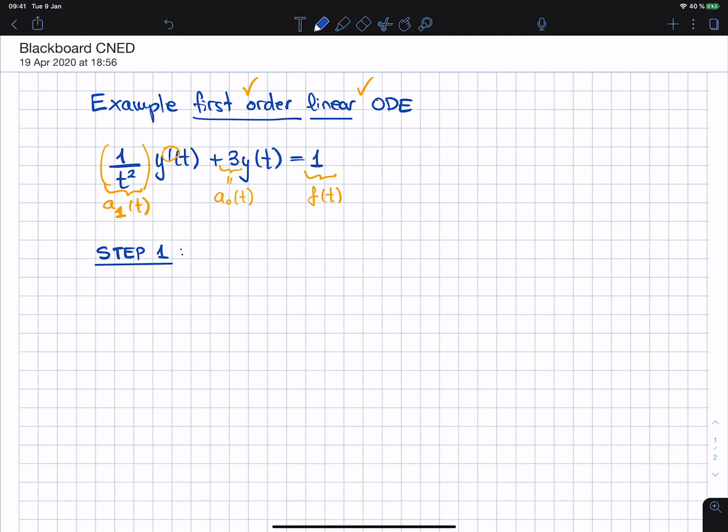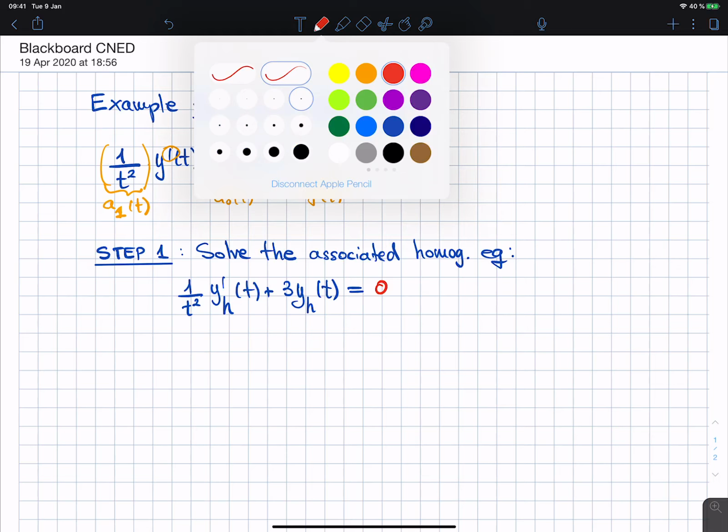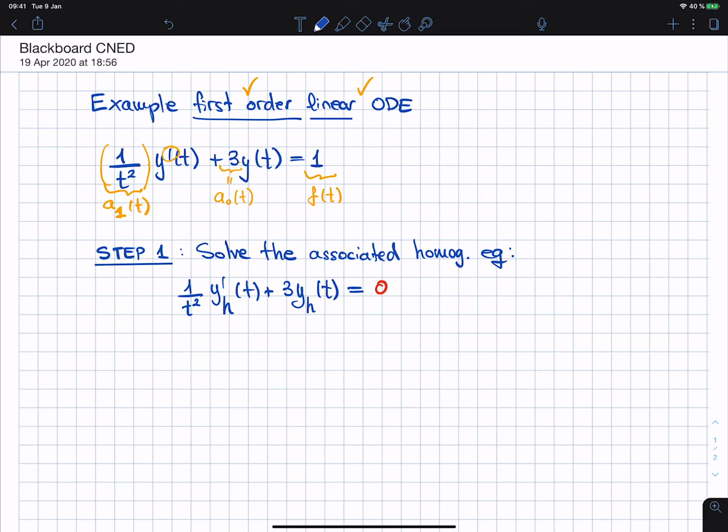So let's proceed with step 1. Step 1, remember, is to solve the associated homogeneous equation. So we want to solve 1 over t squared y prime h plus 3 times yh equals 0. That's the first thing we want to solve. We want to find the general solution of the homogeneous equation. How can we do that? Well, we know that this should be a separable ODE. We did that in general, so in this particular case, it should be possible also.